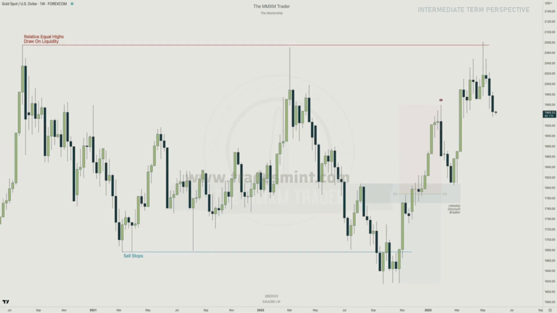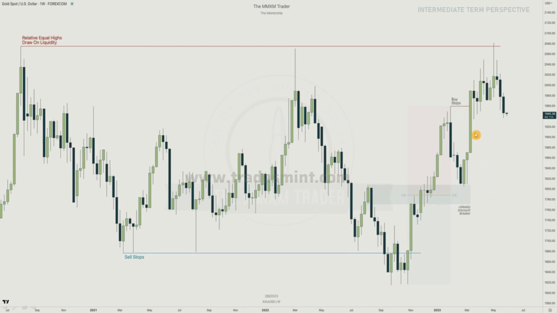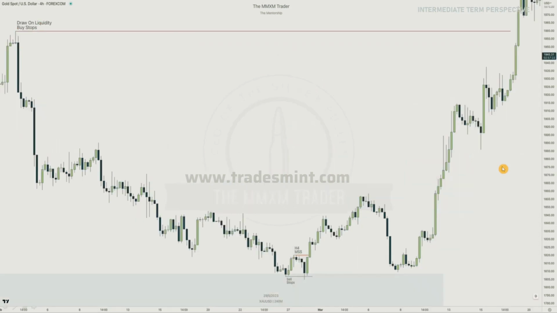So once we go into that breaker, where do we want to go? External range liquidity, right? Those buy stops are resting above this high, engineered liquidity. We know our longer term perspective is those equal highs over here. And let's dive into a lower time frame to see what that looks like. So we've got this 4-hour chart for gold, right? This is our intermediate term perspective.